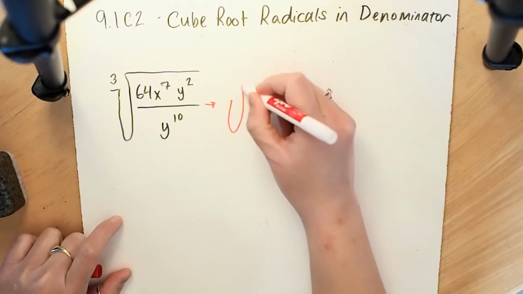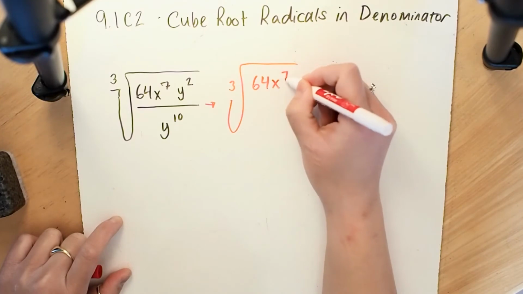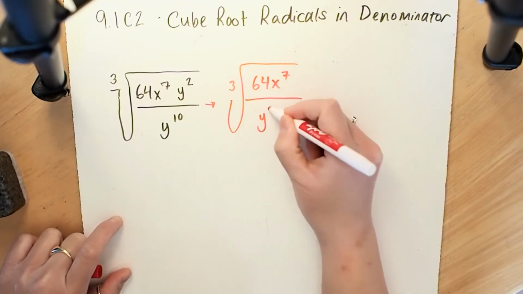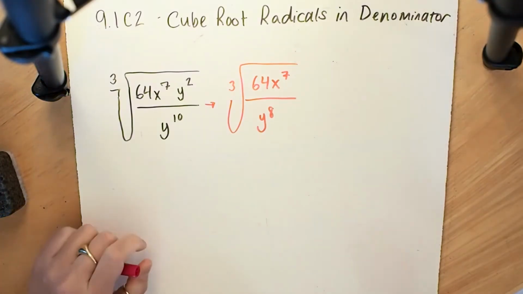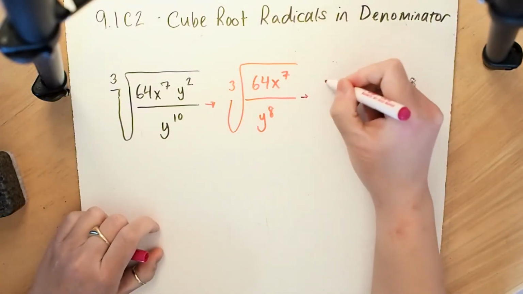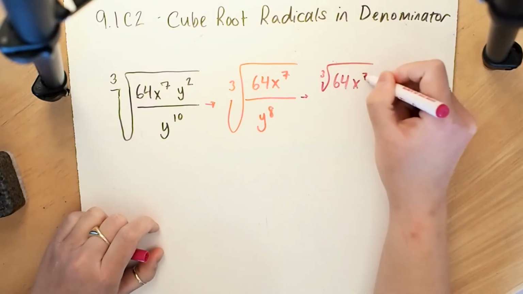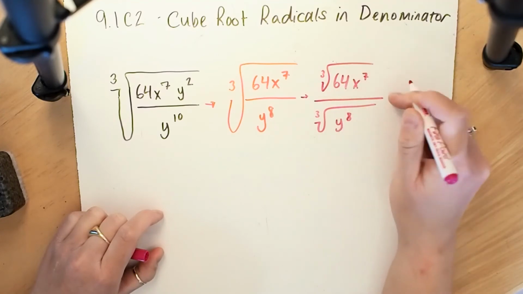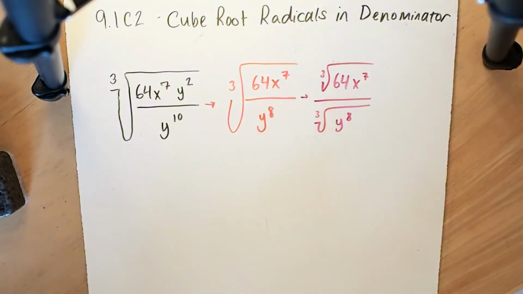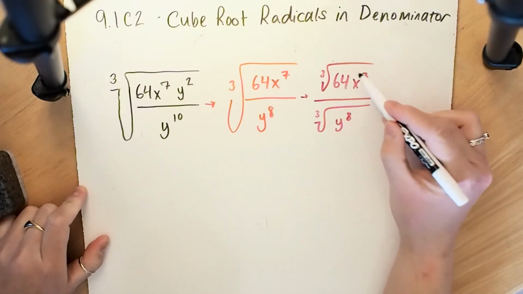What I'm going to end up with is the cube root of 64 x to the 7th over y to the 8th. If I look back at my quotient rule from a couple of lessons ago, I can split this into 2 parts. I can split it into the cube root of 64 x to the 7th all over the cube root of y to the 8th. As always, I'm going to take care of the top first. Using the product rule, what I can do is split this into multiple parts.